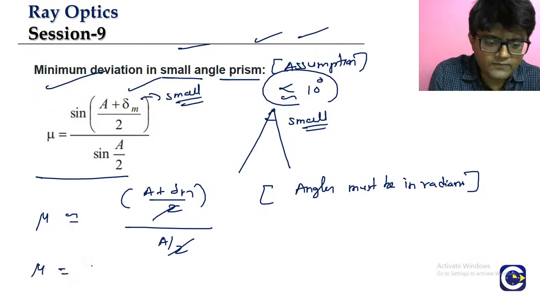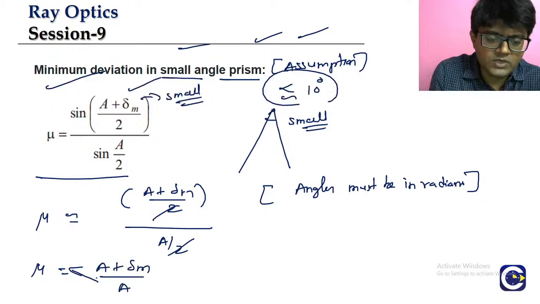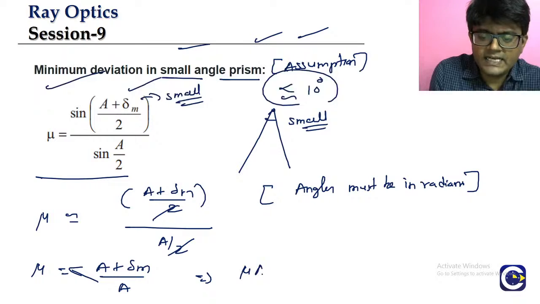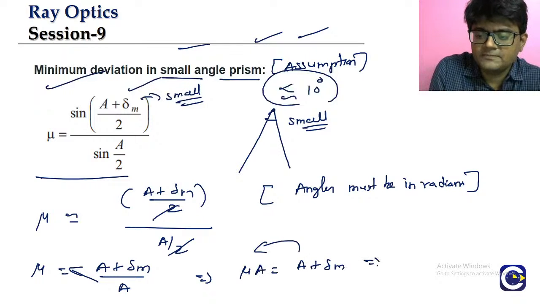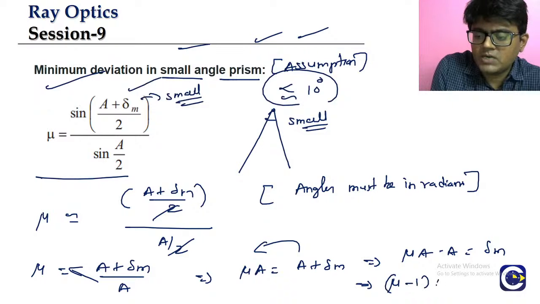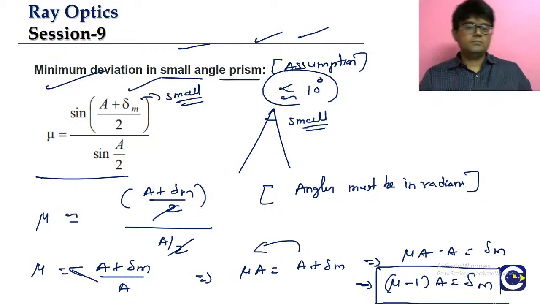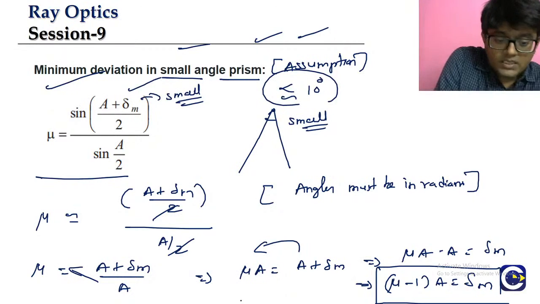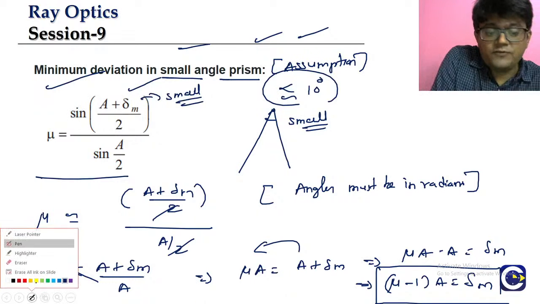So for now I'll equate it. Mu is equal to what? A plus delta minimum by A. I'll cross multiply. On the left hand side I'll have mu into A is equal to A plus delta minimum. I'll take the A to the left side. Mu A minus A is equal to delta minimum. So look at this, guys. Take A common out. Mu minus 1 into A is equal to what? Delta minimum. So we are getting a simplified formula for delta minimum.